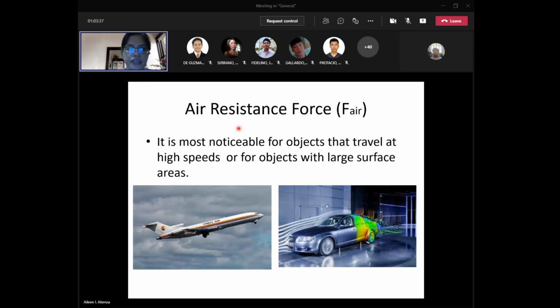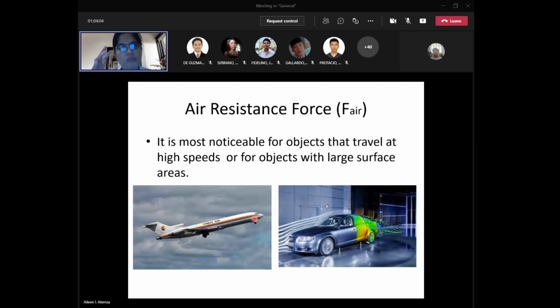Okay? It is most noticeable for objects that travel at high speed or for objects with large surface area. That's why, of course, if you are traveling in air, say you're on an airplane, you want to lessen the air resistance. Otherwise, the turbulence is strong. Right? Especially when you pass through clouds, for example.